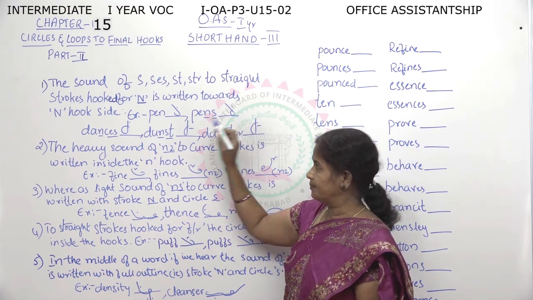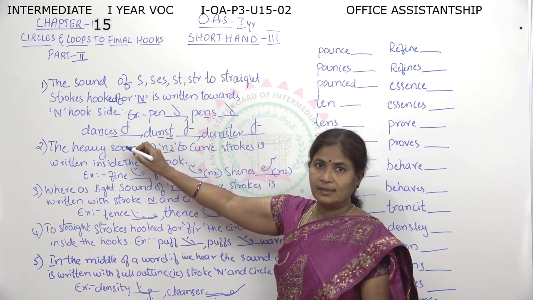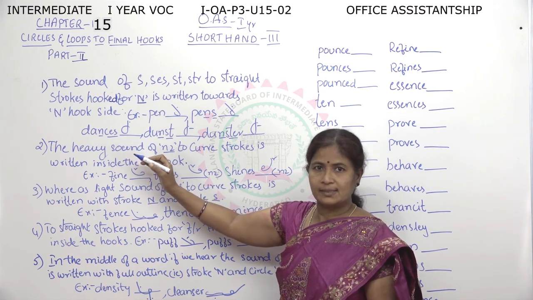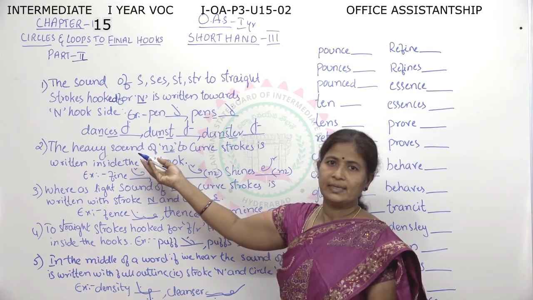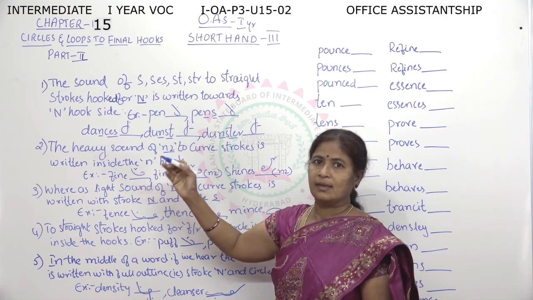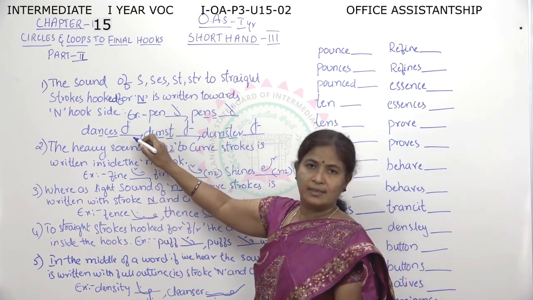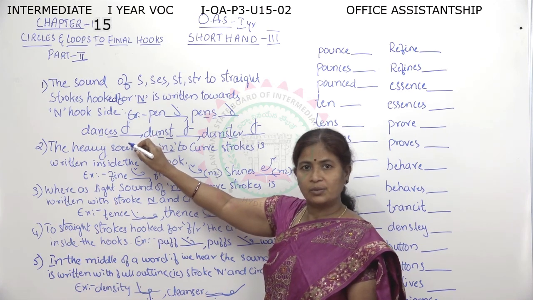Okay, pens. Dance. See, now here dances. We get the sound of sis after n. How do we write dances? Large circle after n hook. Right, large circle towards the n hook side. Close.